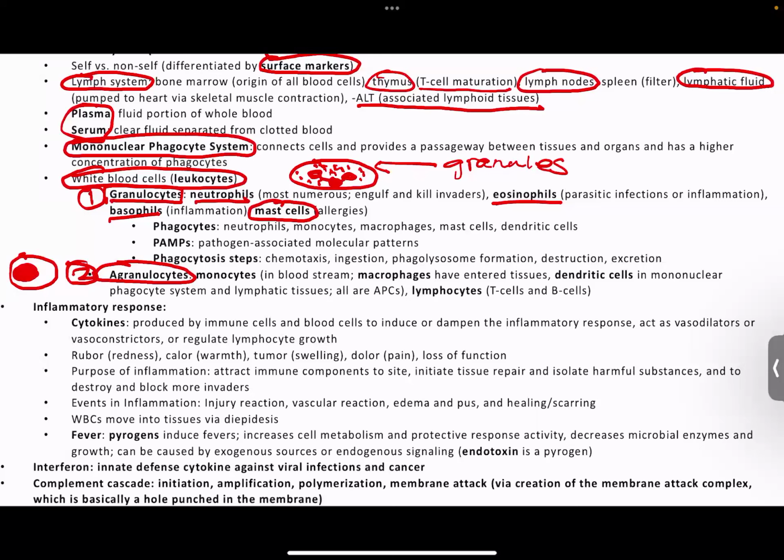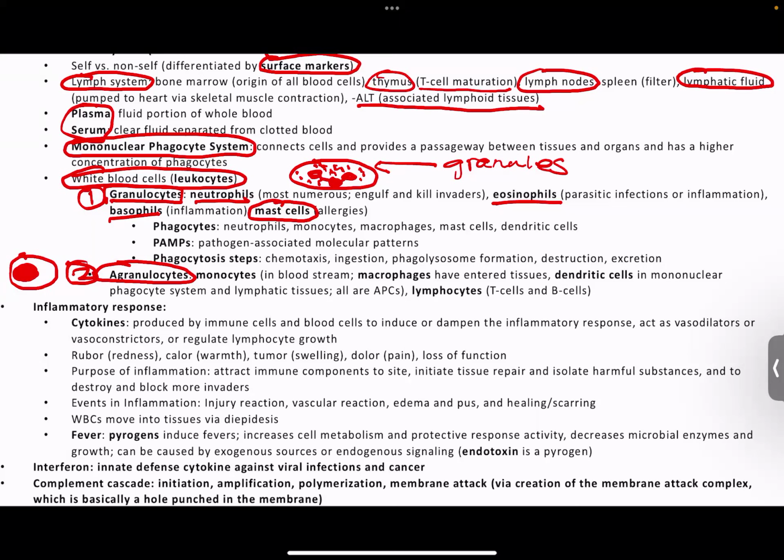Mast cells are more common in allergies, but they also are important in signaling when we have parasites. We don't see that a lot in the US, but it is important for that stuff. We'll talk about how mast cells work in chapter 17. But those guys are our granulocytes, okay?